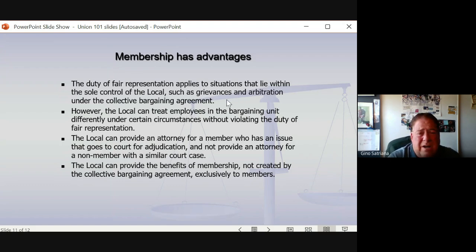The local can provide an attorney for a member. Okay, that's a member, because the local can assign our attorneys since a person is paying their membership. On a prohibited practice complaint about your working conditions, you don't have to be a member to be able to do that.